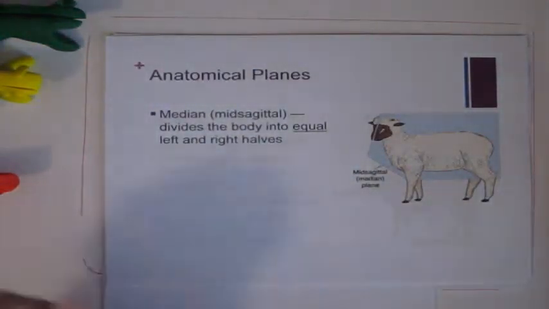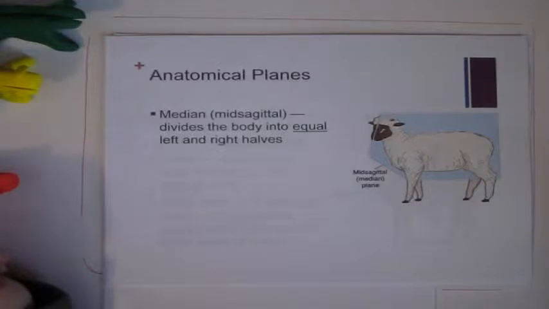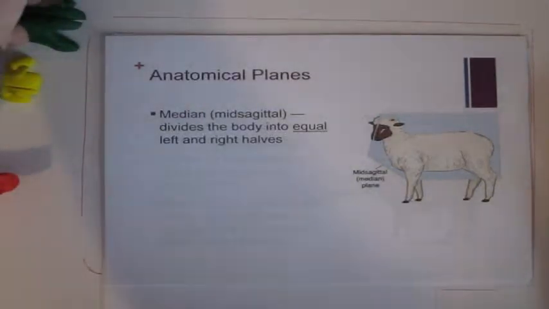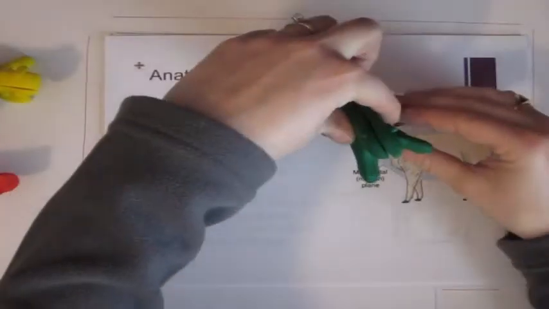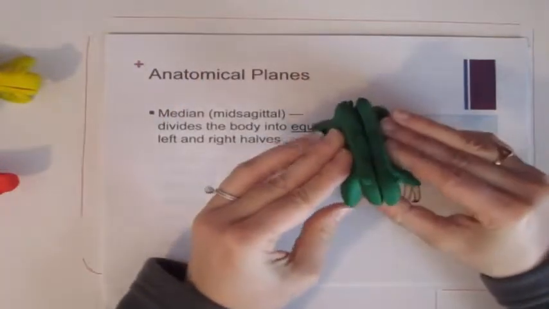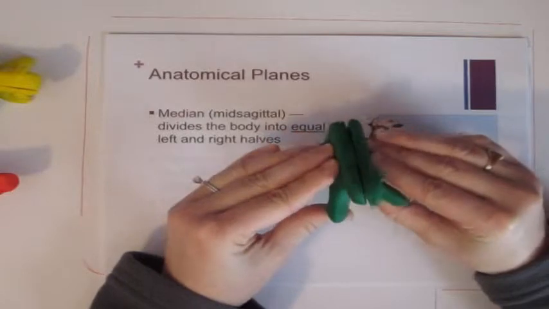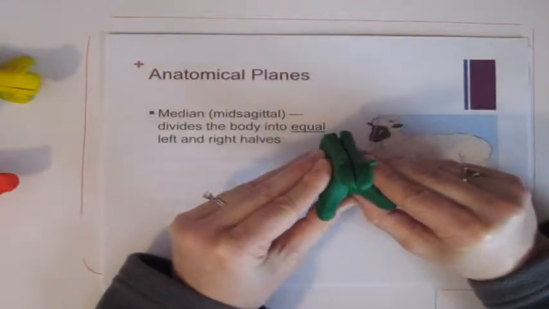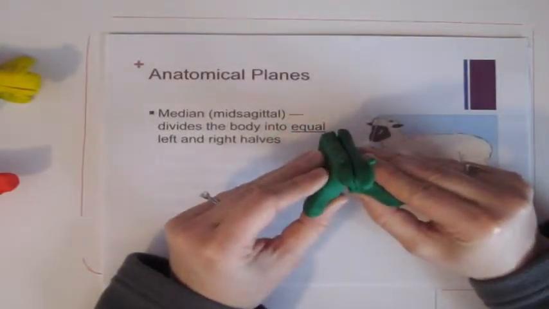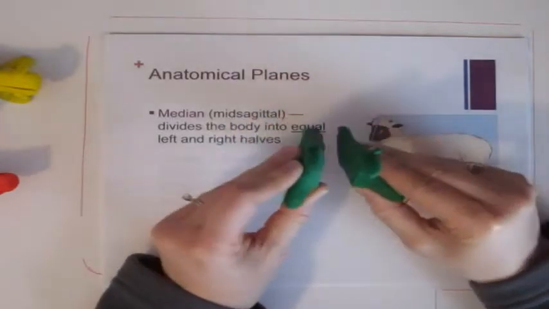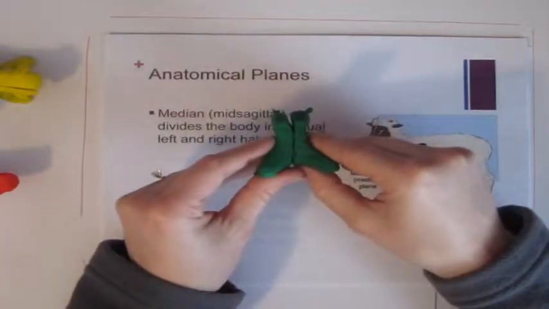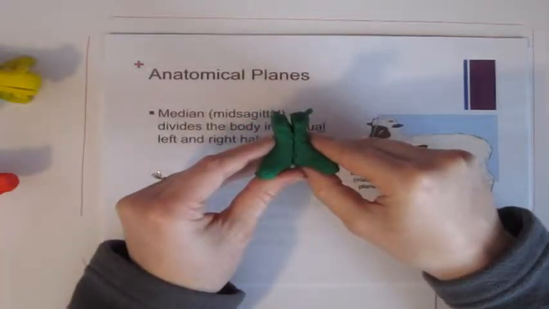The first anatomical plane we're going to talk about is the median or mid-sagittal anatomical plane. Now this plane divides the body into equal left and right halves. So as we can see, we have an animal here who has been divided in the median plane, the mid-sagittal plane. There is an equal right and left half.